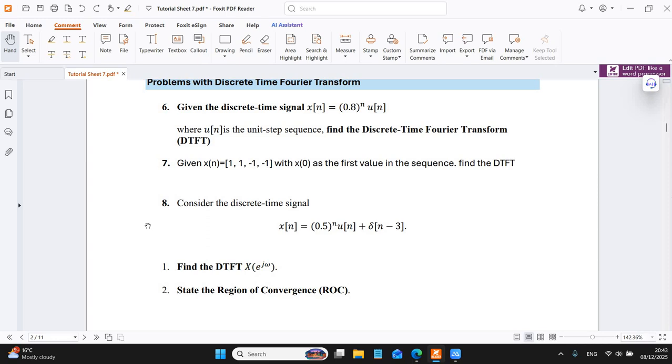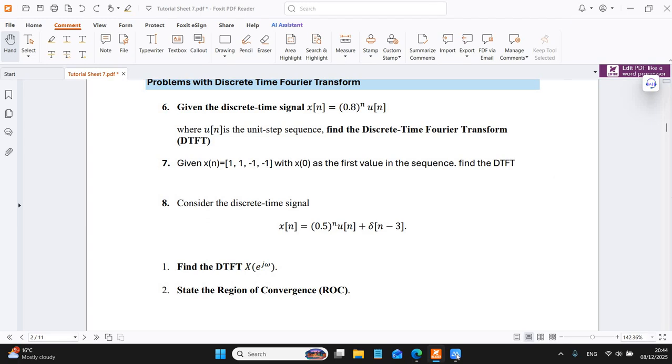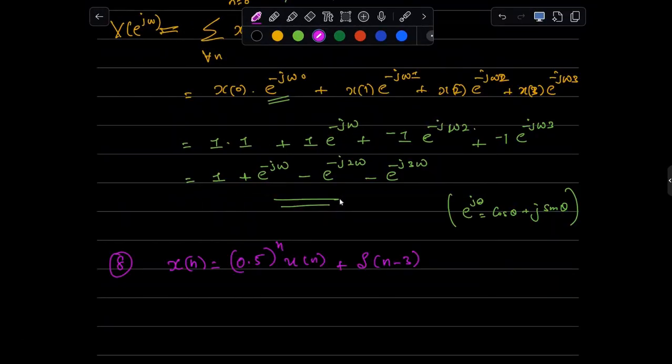x of n is given as 0.5 the whole power n into u of n plus delta of n minus 3. Okay, so what we have seen already, we want to find what? We want to find the DTFT. So there is a first part in the question to find the DTFT of the signal. Then we want to find the region of convergence.